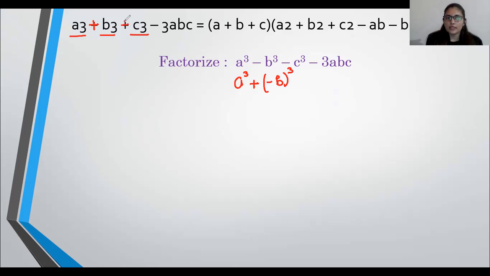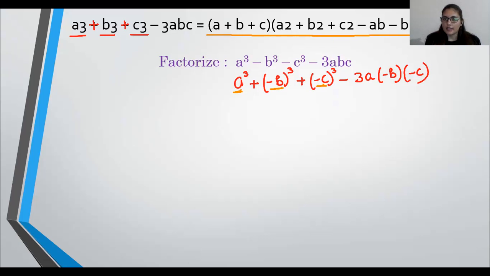Now, what about the second term? Here you can see that there is a positive sign. Again, the same thing: make it positive by taking negative inside the bracket and whole cube. Then you will have minus 3. A will be written as it is, A. Then B will be minus B, and C will be minus C. We're going to use these three numbers in the given identity.